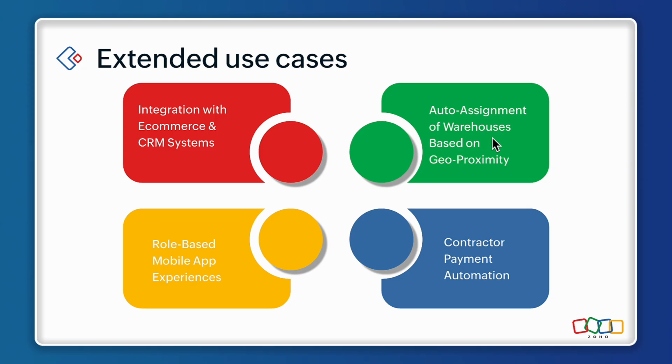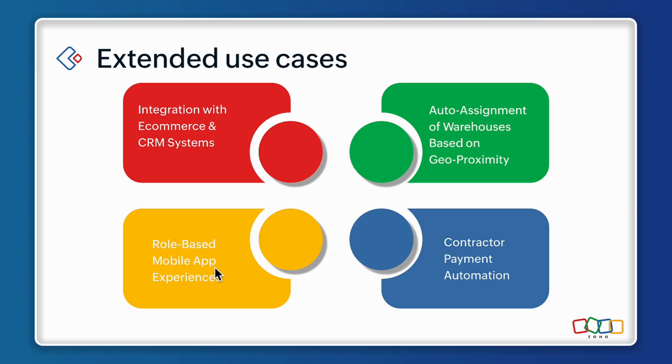And then auto assignment of warehouses based on geo proximity. This is nothing but the app can automatically assign the nearest warehouse for fulfillment, helping to reduce delivery time and optimize logistics cost. So this is another use case that you can implement.